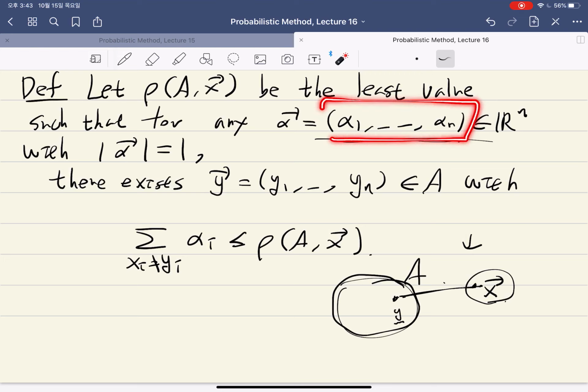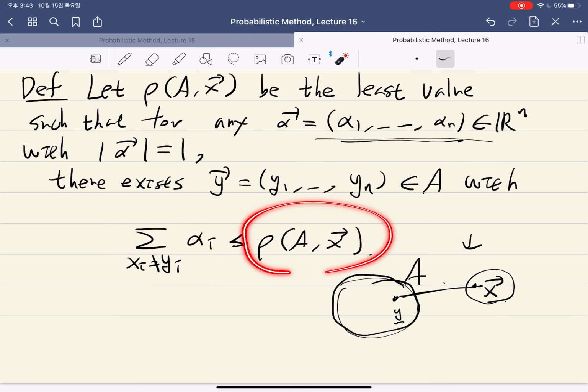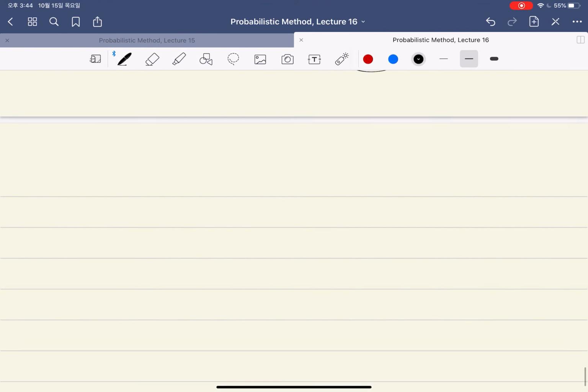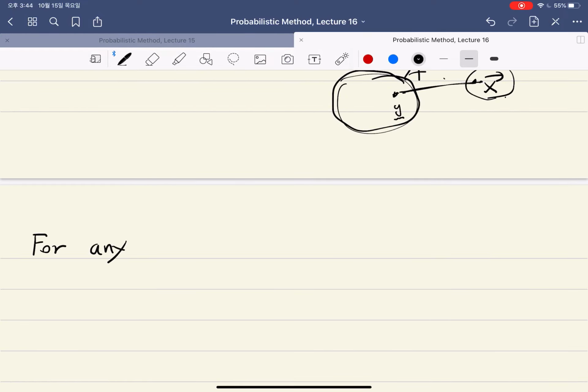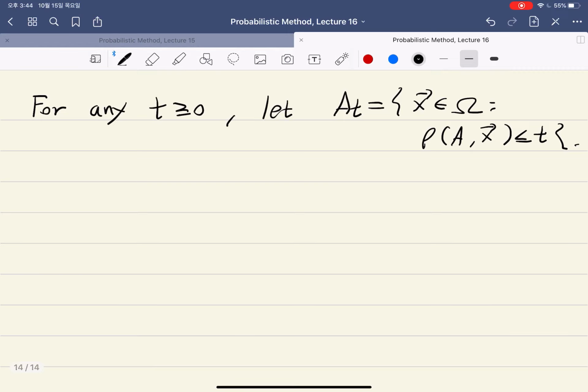No matter how these weights are given, depending on the situation we want to consider, they could be badly given, but if you can choose y so that under this metric the distance between x and y is still at most this number, then among those you choose the smallest one. So that's your weighted Hamming metric. And for any real t, let A_t be the points in this probability space whose distance from A is at most t.